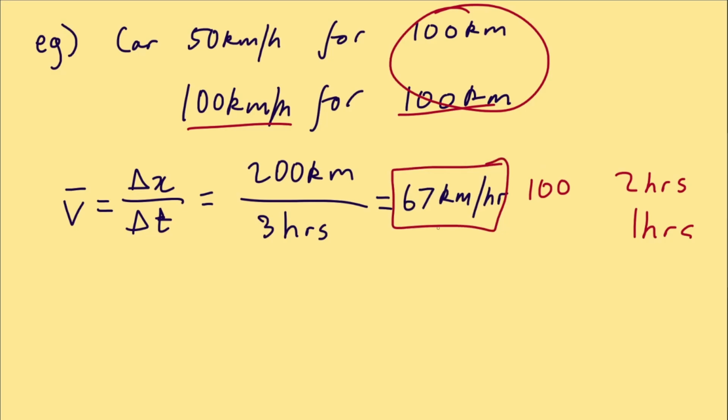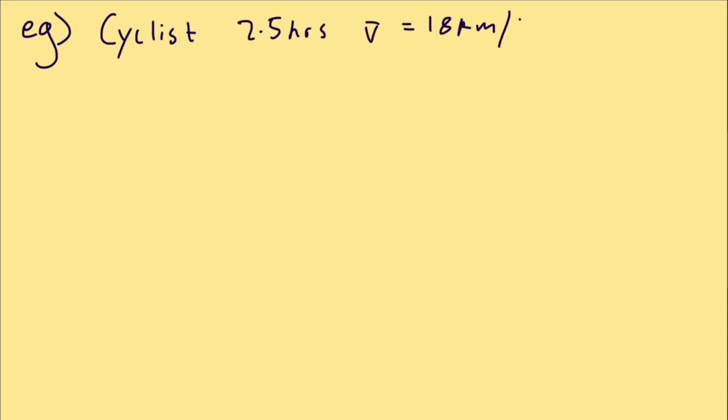That is his average velocity for the entire trip. Before I give you your own example, I'll go through one more question. You have a cyclist and she rides her bike for 2.5 hours at an average velocity of 18 kilometers an hour. How far did she travel in this time?